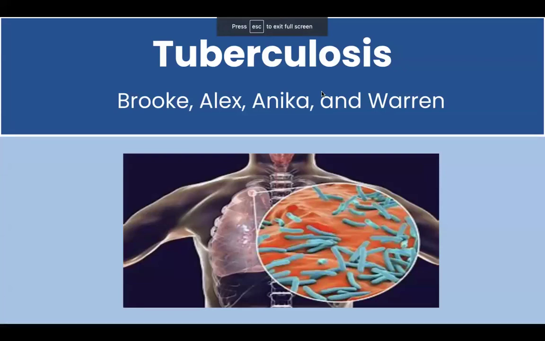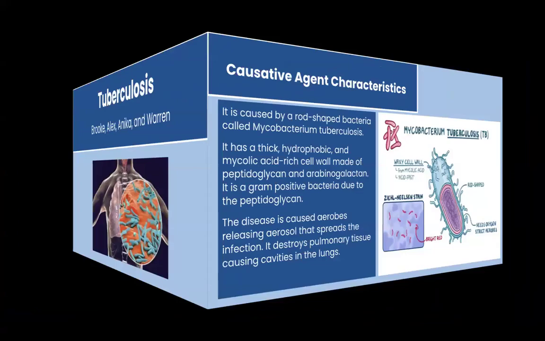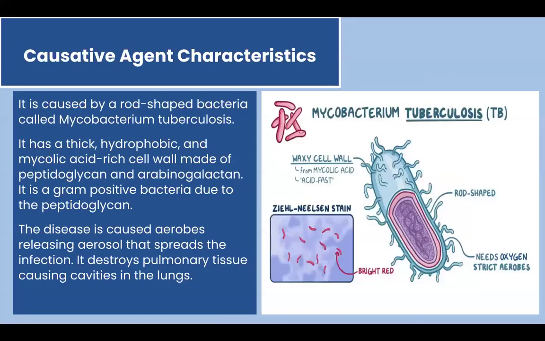Okay, today we're going to be talking about tuberculosis. Tuberculosis is caused by a rod-shaped bacteria called Mycobacterium tuberculosis. It has a thick hydrophobic and mycolic acid-rich cell wall made of peptidoglycan and arabinoglycan. It is a gram-positive bacteria due to the peptidoglycan.